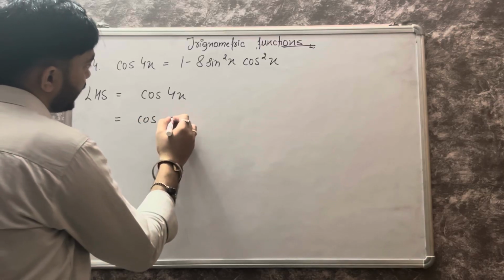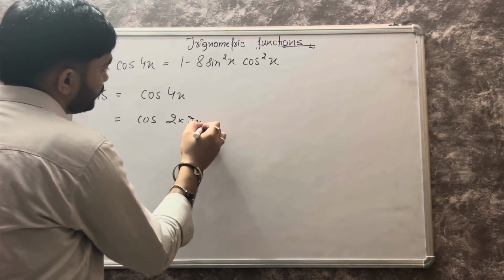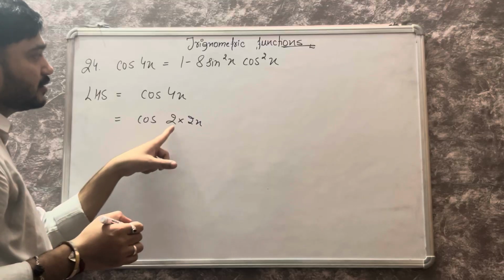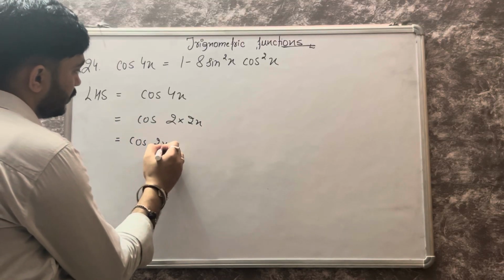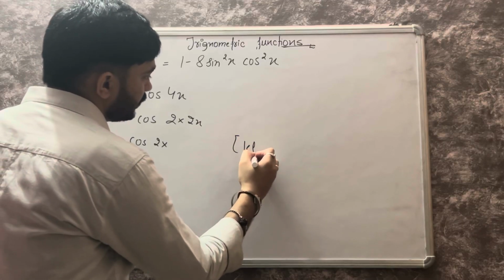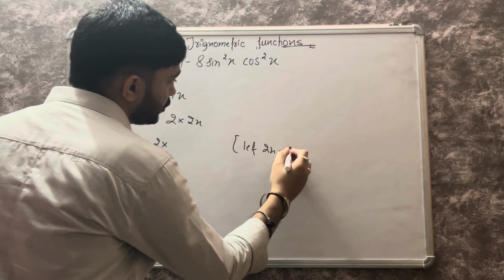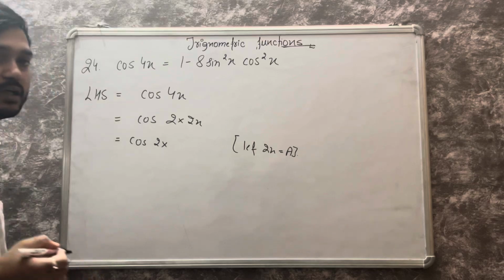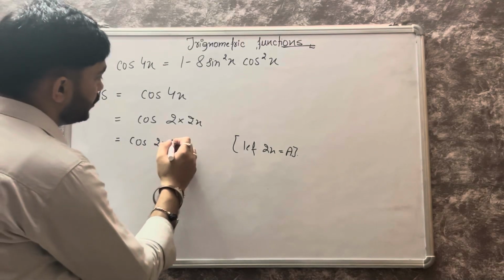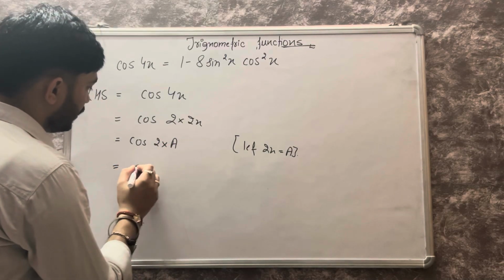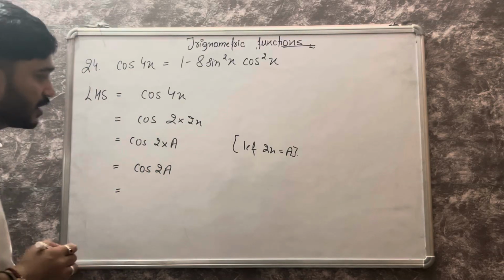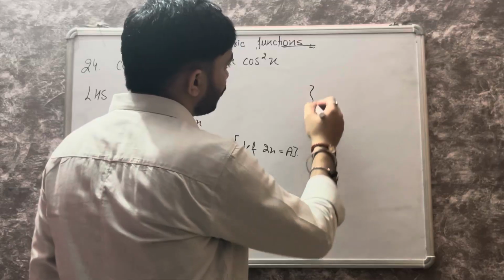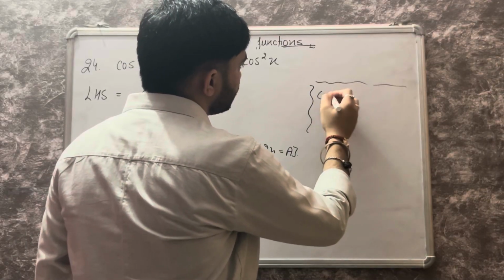We can write 4x as 2 into 2x, because we know that 2 into 2x is 4x, and let 2x is equal to a, that we are going to use as a dummy variable here as well. So we will get a here. Now this becomes cos of 2a. We are going to apply a formula here of cos 2a.